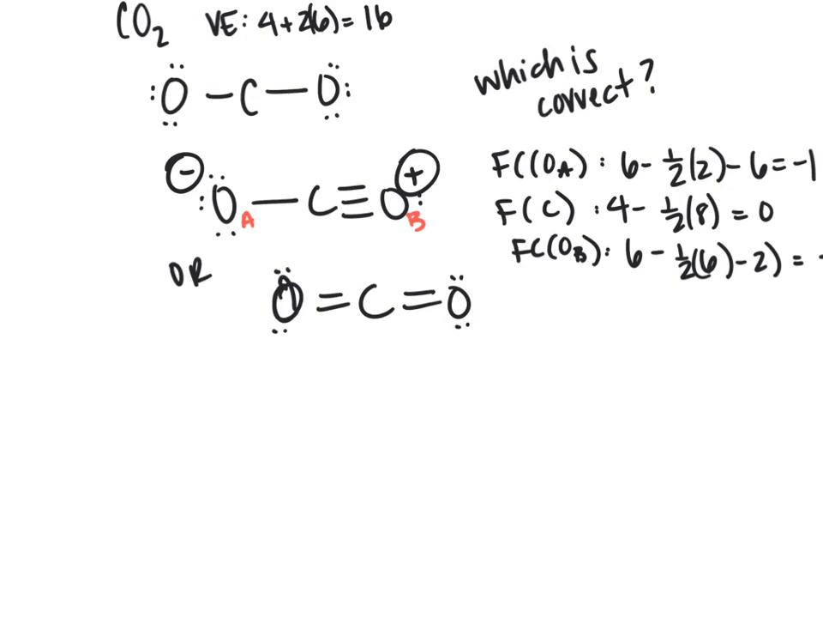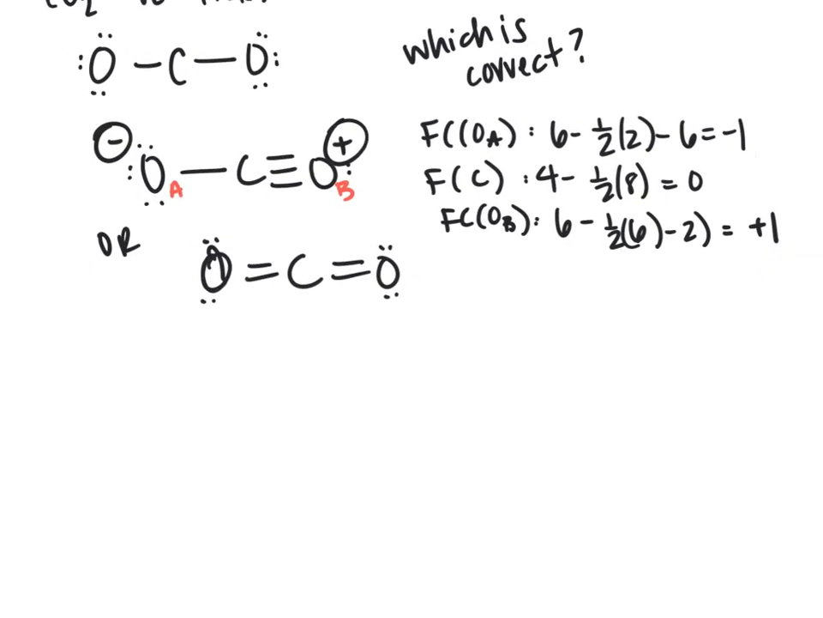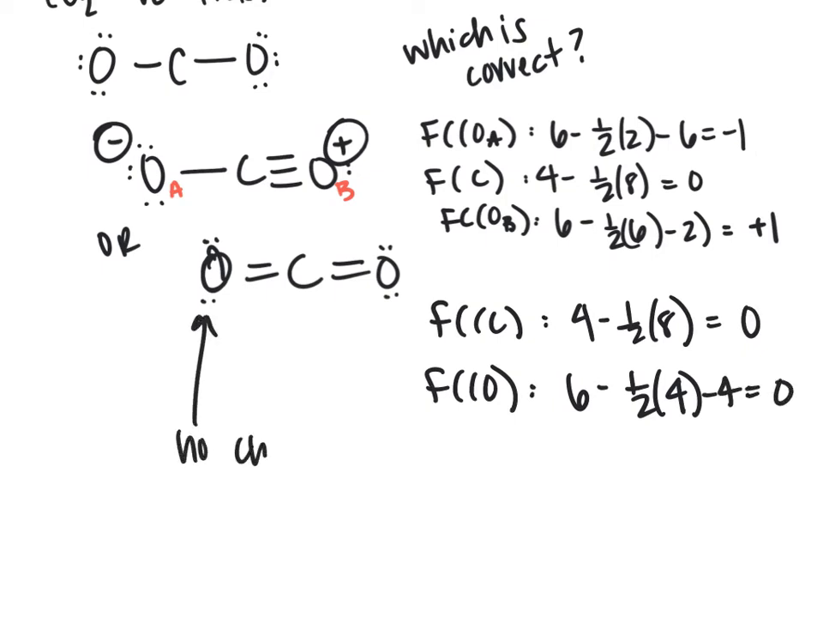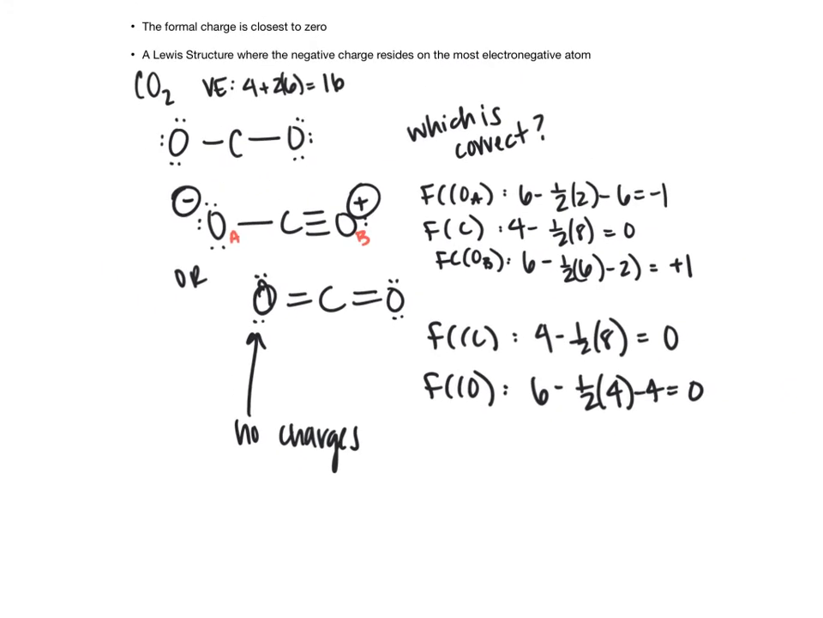That's not really balanced, but let's take a peek at our second one. The formal charge of carbon, in this case, is going to be 4, again, minus half of 8, since there are 8 electrons around it, which gives us 0. The formal charge of oxygen is going to be 6 minus half of 4 minus 4, which is 0. So there are no charges here. But in the previous structure, there are charges.